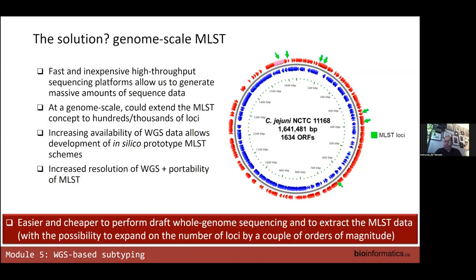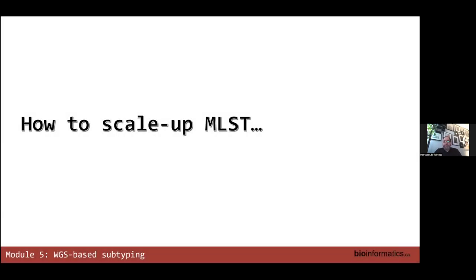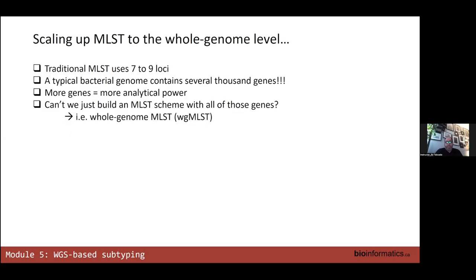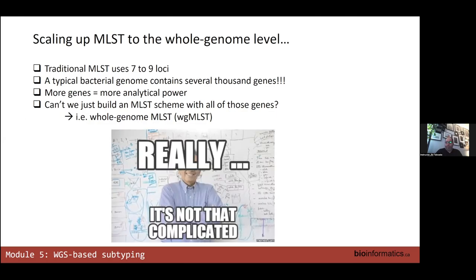And at the same time, you could sequence the whole genome and extract the MLST data so that it would be backwards compatible, but you would also be able to extract a lot more loci, making it way more powerful. So scaling up MLST became something that needed to be done. And it should be super easy, right? We already know how to do MLST. Now we have whole genomes, so we just throw everything into an MLST schema. And now I'm going to tell you why that's not advisable in the least.